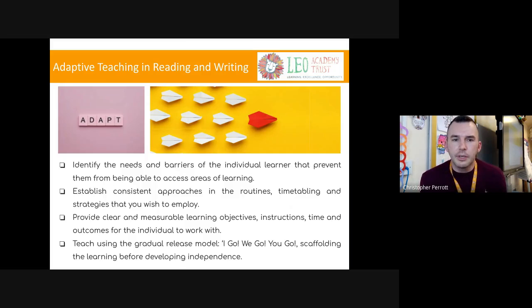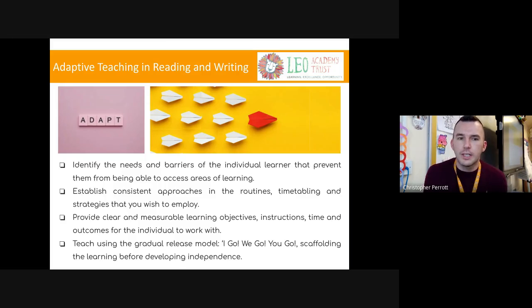Establish consistent approaches in the routines, timetabling and strategies. And this is key. When I've had key children before, I've almost given them their own personalised timetable so that they know what they are doing from 9 o'clock when they come in all the way through to 3 o'clock. And it sometimes can be a completely different timetable to that of other children because it is personally tailored to meet their individual needs.